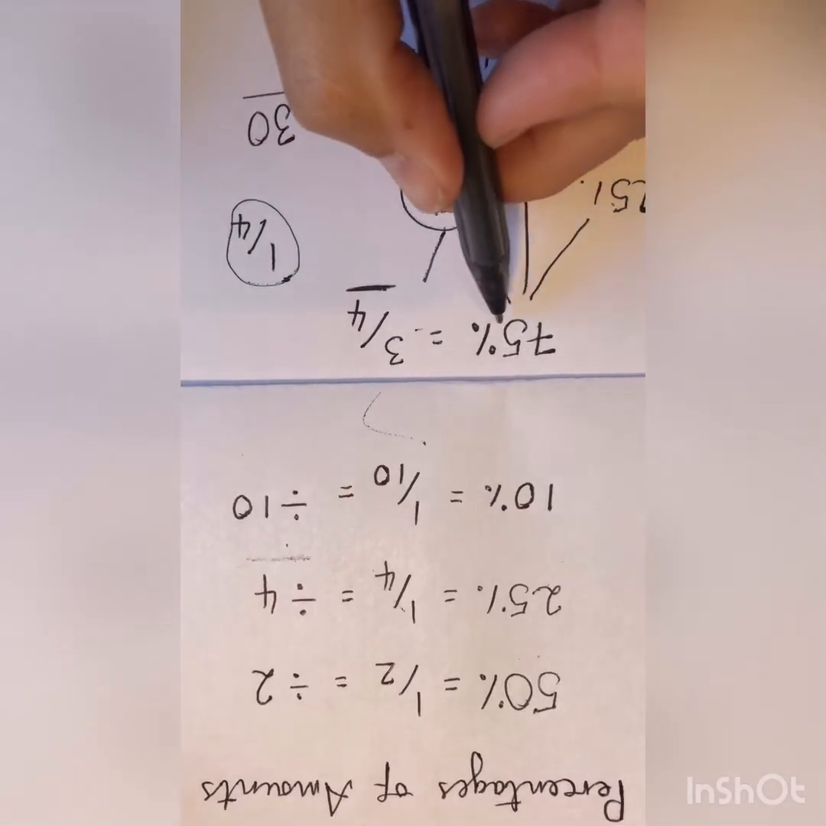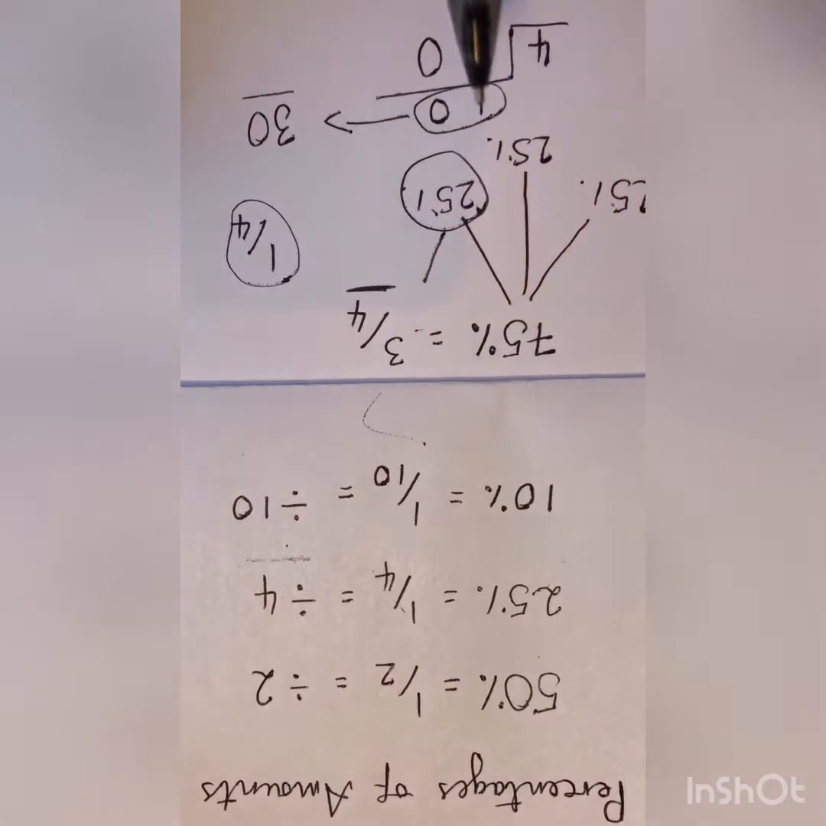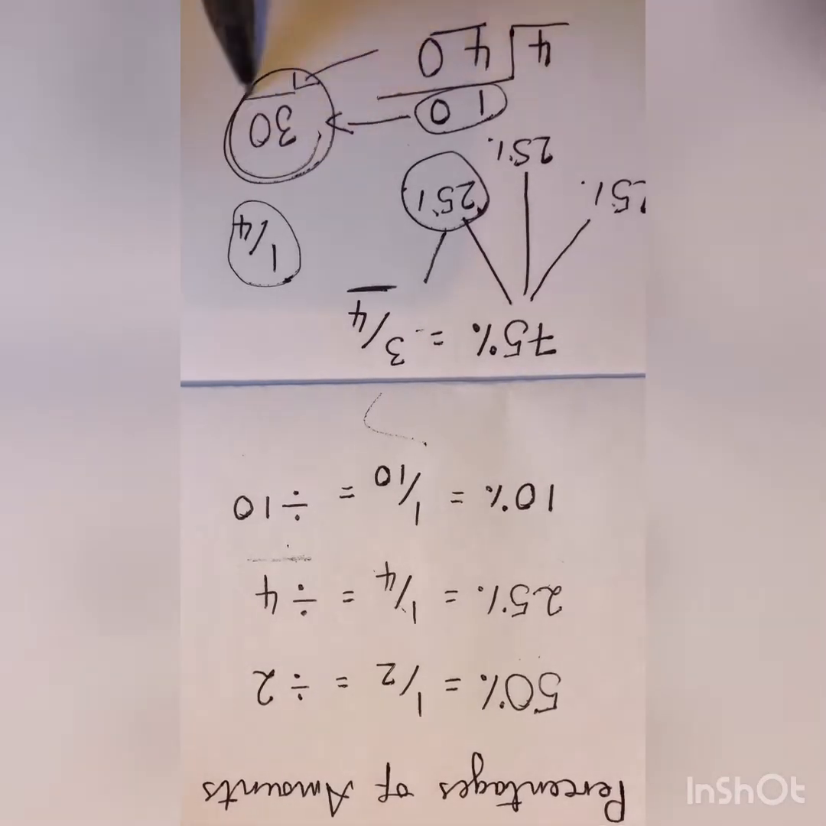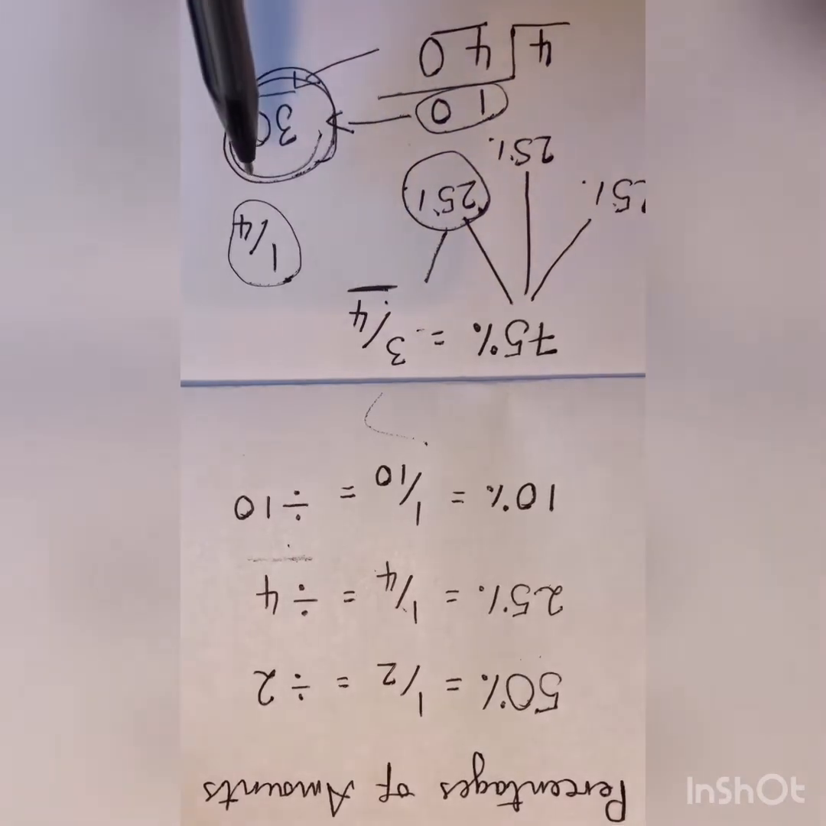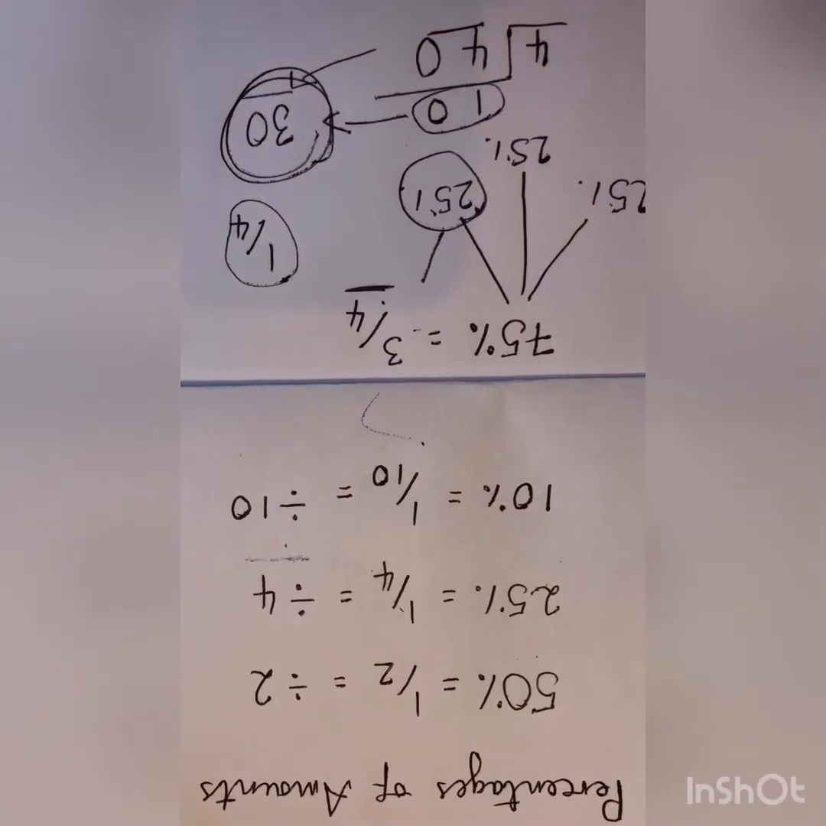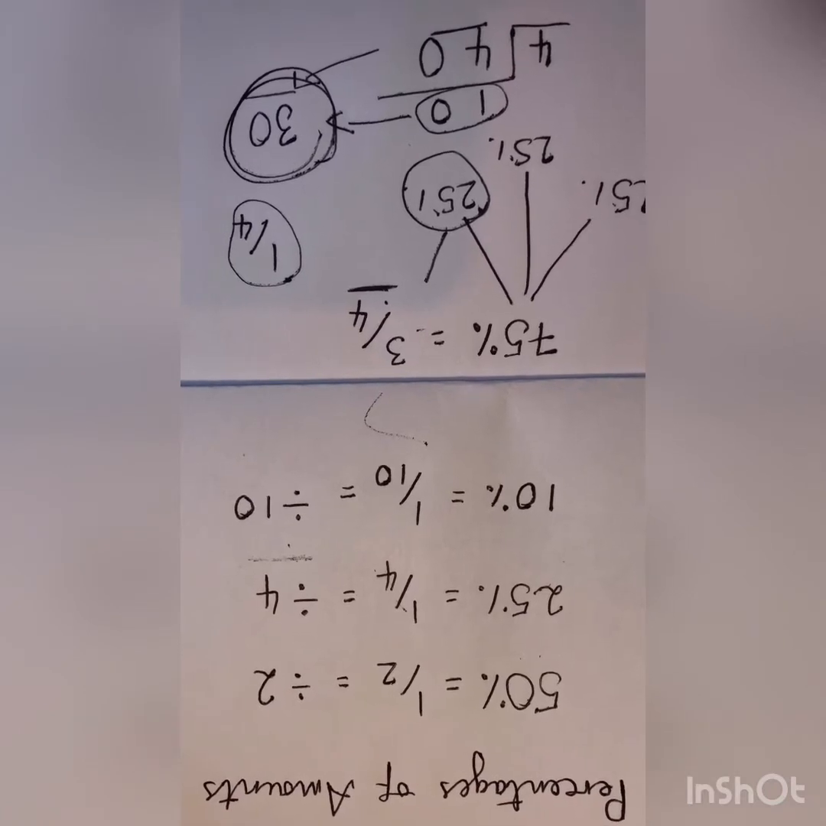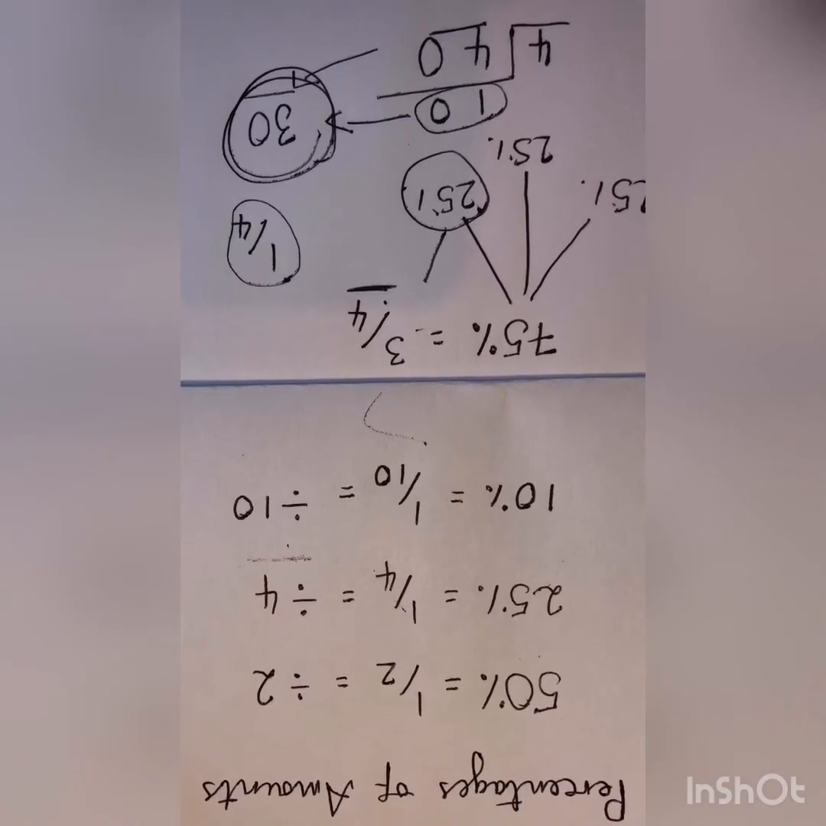So 10 times 3 is 30. So 75% or 3/4 of 40 is 30. You find 1/4 first and then try 3/4. Okay, I'm going to give you some questions to do whilst you're watching this, and you'll need to keep pressing pause and then work out what their answers are before I tell you.